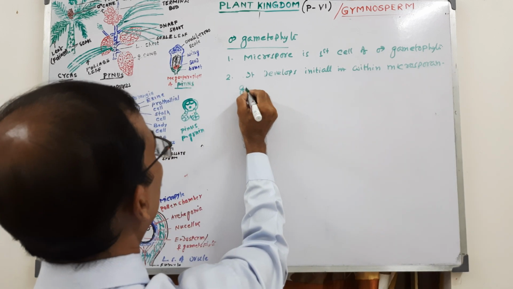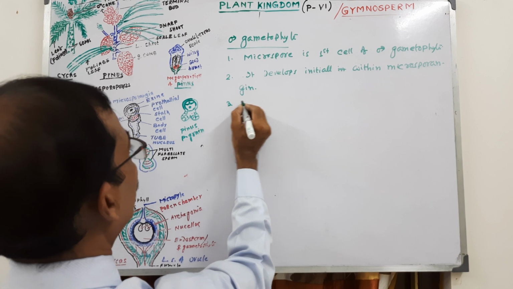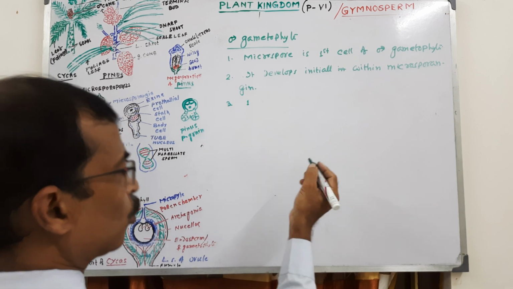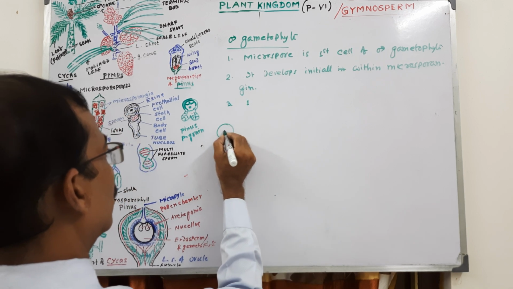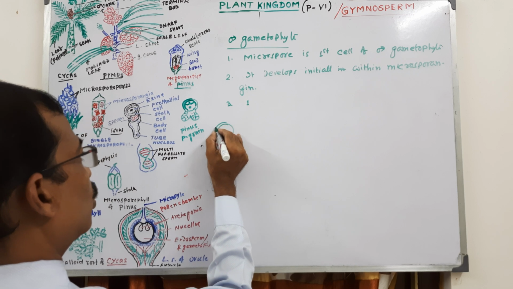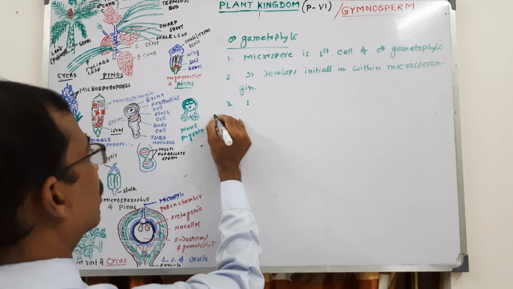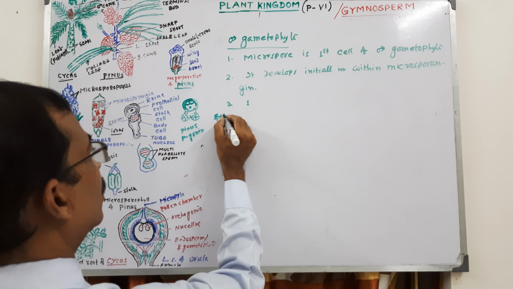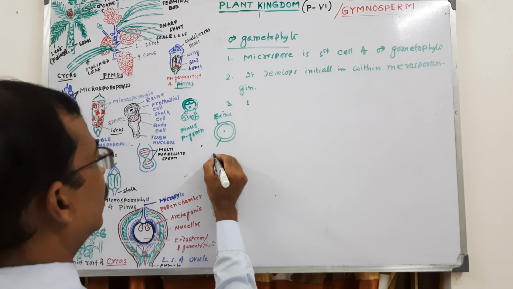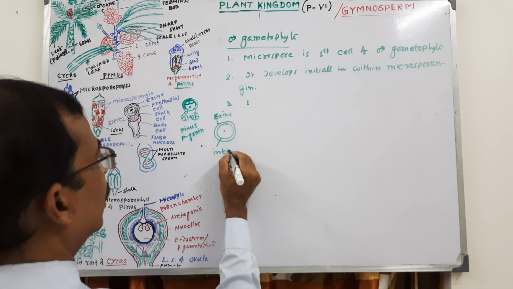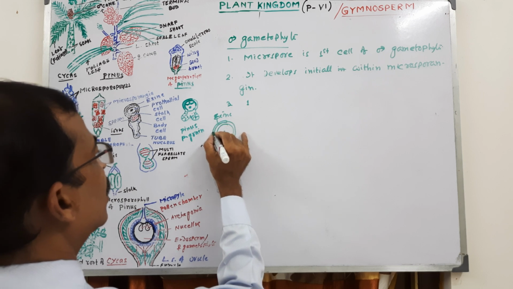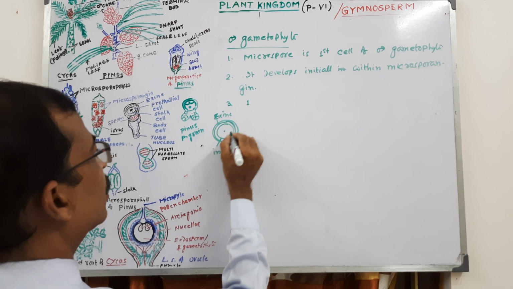Within the microsporangium, each microspore has two layers: the outer exine and the inner intine. The exine is thick and the intine is very thin.